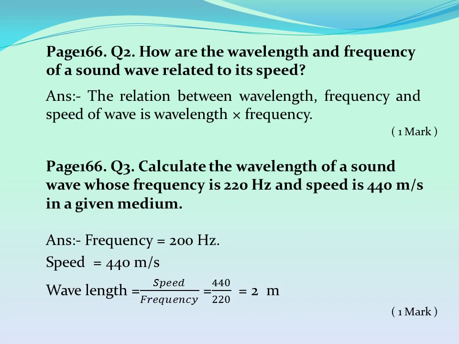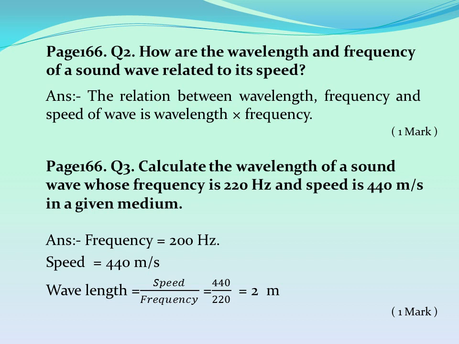Page number 166, question number 2. How are the wavelength and frequency of a sound wave related to its speed? Answer. The relation between wavelength, frequency and speed of wave is speed equals wavelength into frequency.